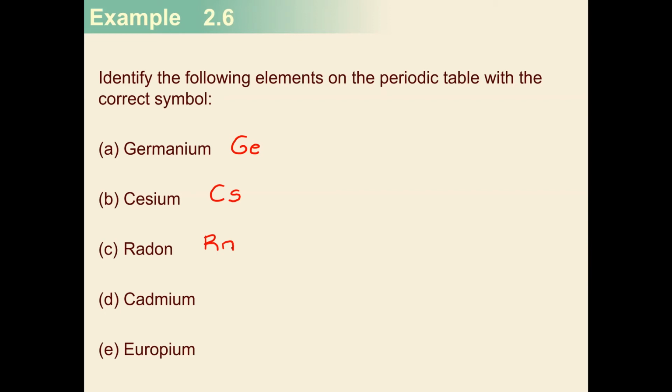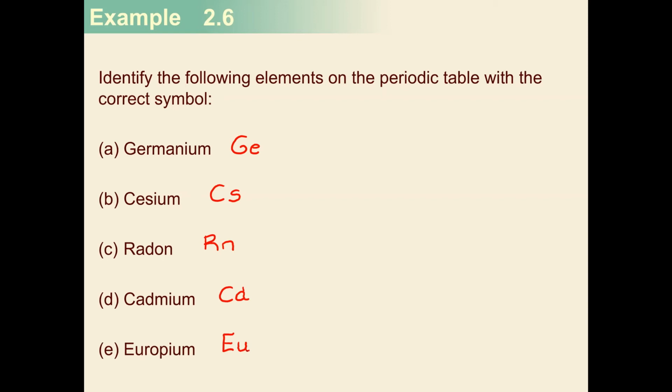If I look for cadmium, that is a transition metal. And if I do that, you will see that cadmium is Cd. Europium is actually a lanthanide metal. So now I have to look and see, but if you'll notice in the lanthanide metals, there's Er and Eu. Which one is it? In this case, for our europium, we are going to have Eu because Er is erbium.